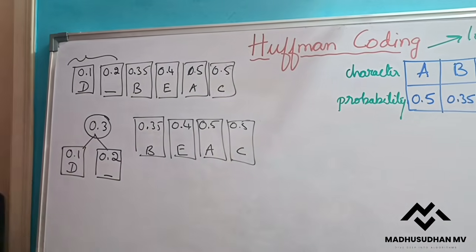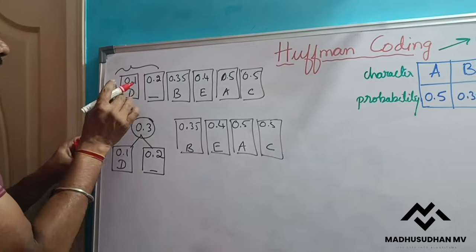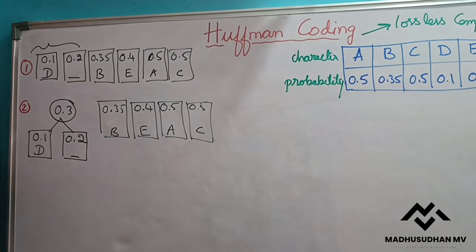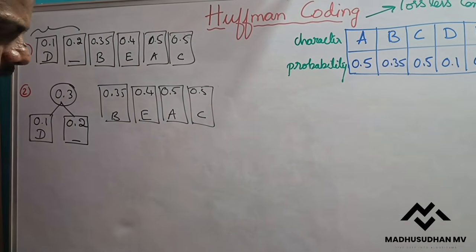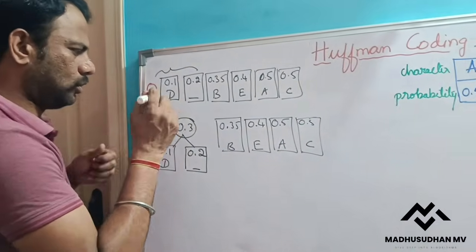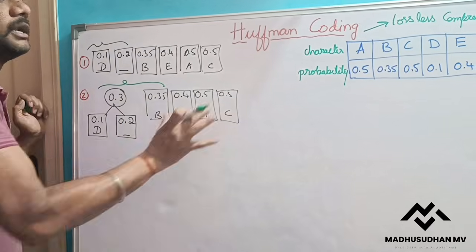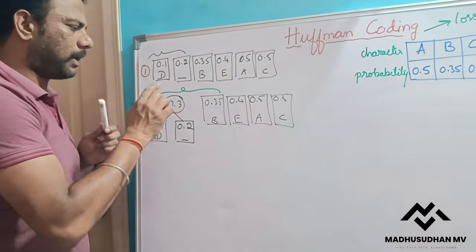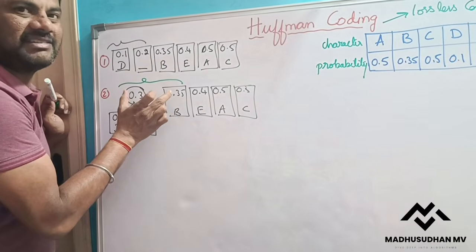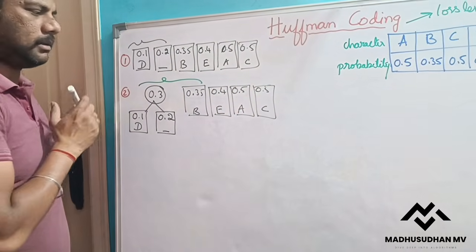Okay, so this is my first step. I sorted, then I added the first two minimum, and then again I put it in sorted order. Now the next step: again you add the first two, so that is 0.3 and 0.35. I'm adding these two, again put it in sorted order. If I add 0.3 and 0.35, I get 0.65, which will be the largest number, so I keep that at last, and these three I am writing first.